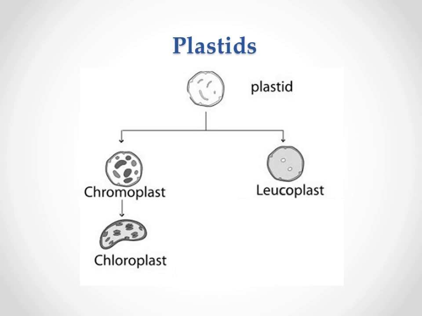Chloroplast can get converted into other types of chromoplast. For example, raw green tomatoes turn red due to the breakdown of chlorophyll and the synthesis of lycopene. The raw green color of tomatoes is due to the pigment called chlorophyll, and they turn red because of the pigment called lycopene.